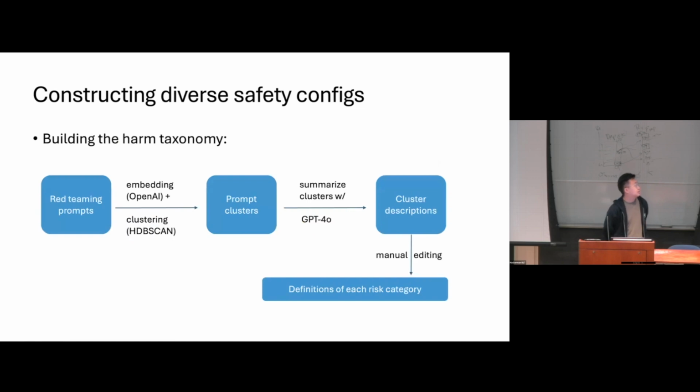So we build this taxonomy through embedding and clustering a set of red teaming prompts, and then summarize the clusters with GPT and conduct some manual editing to have a detailed definition of what's considered in and out of that particular risk category.